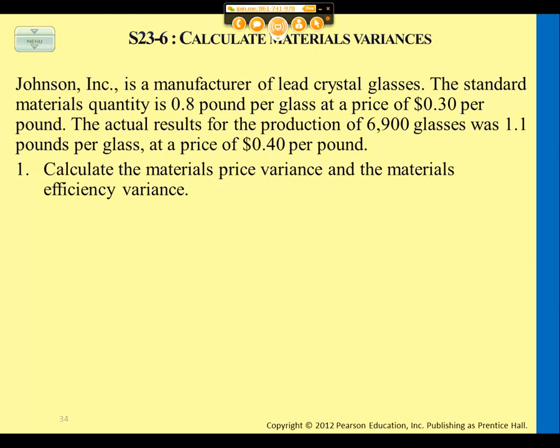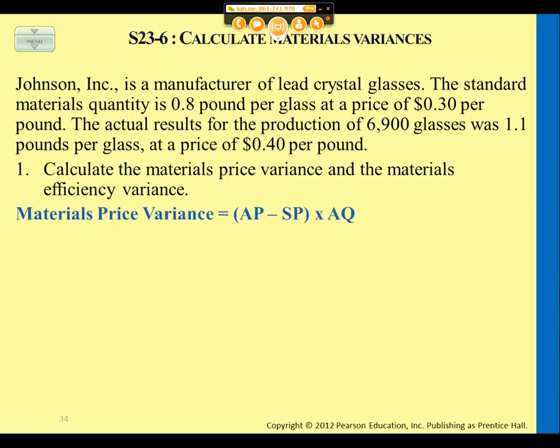Okay, so a manufacturer of lead crystal glasses provides the material variance calculations for us. The standard material quantity is 0.8 pound per glass at a price of $0.30 per pound. The actual results for production were 6,900 glasses, with 1.1 pounds per glass at a price of $0.40 per pound. Let's calculate the materials price variance and the materials efficiency variance. How do we calculate the materials price variance? You know what, we'll do the direct labor by yourselves. Let me show you this one.